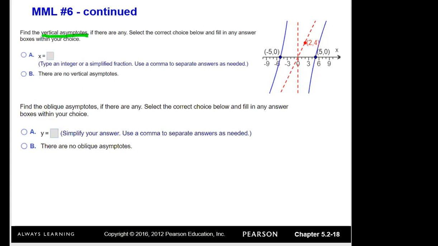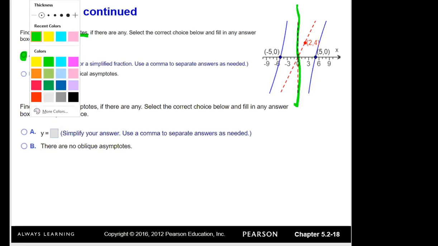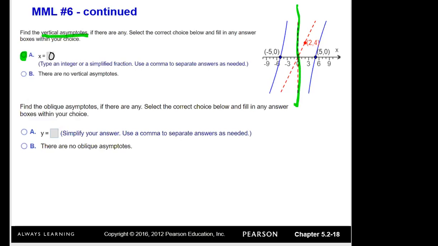Vertical asymptote is this guy right here, and that is at x is equal to 0. It's going through the x-axis at 0. And then it wants the oblique ones. Do we have any oblique ones? Oblique means slanted. That would be this one.